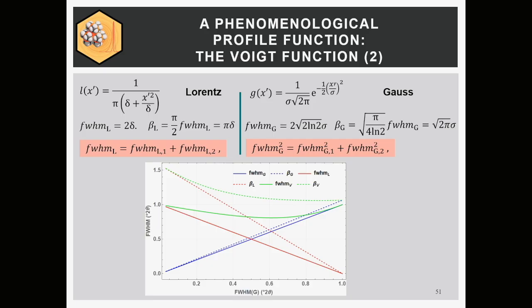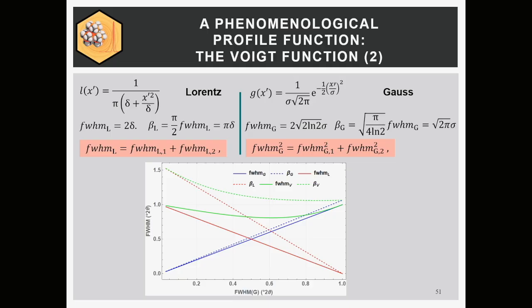Why is it so important that the convolution is correct? Very simple: if you have two Lorentzian functions, the half width of the result is just the sum. If you have two Gaussian functions, with their full widths at half maximum, you cannot just add them. You have to add the squares. So the FWHM of the resulting Gaussian is the square root of the sum of the squares. This means if we just add the Gaussian and the Lorentzian widths, it has absolutely no physical meaning.